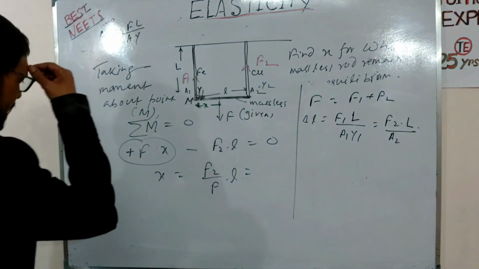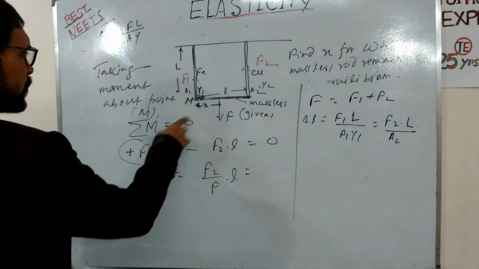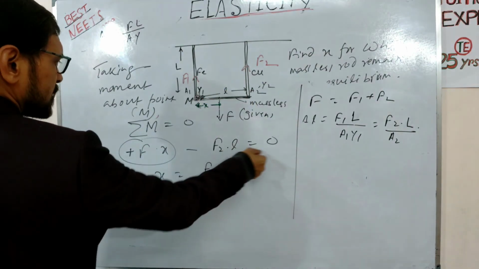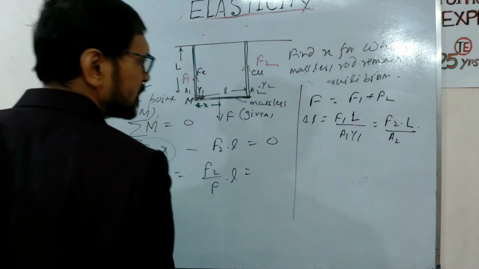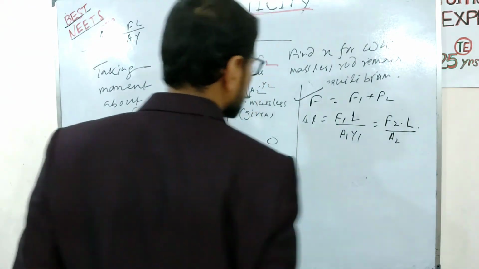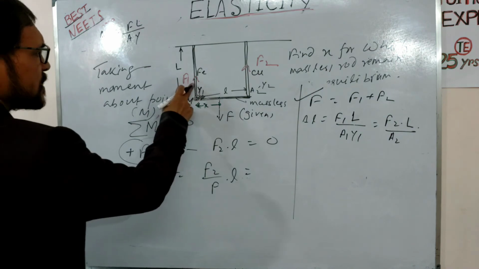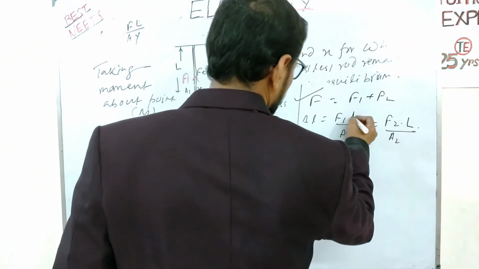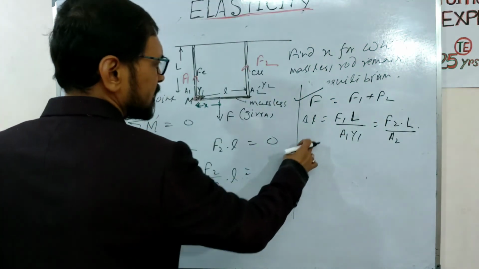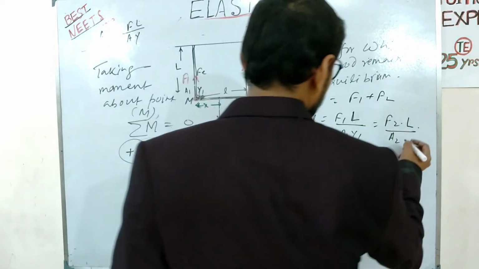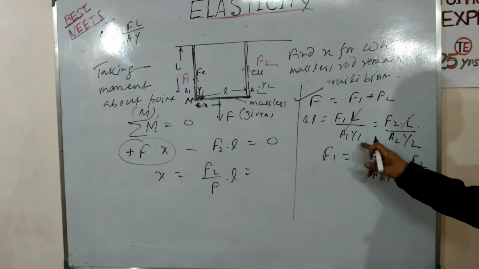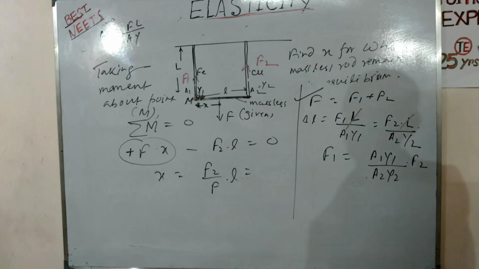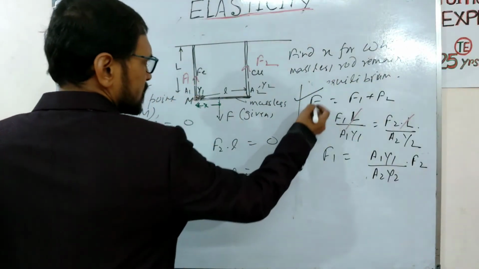To find x, we take the moment of all the forces. F into x is the positive moment, and F2 into L is the negative moment. So x equals F2 by F into L. Now F equals F1 plus F2, and the extension del L equals FL by Y A. This is the formula of del L. This equals this. Now from this we get F1 in terms of F2, and if we put F1 here, we get F2.